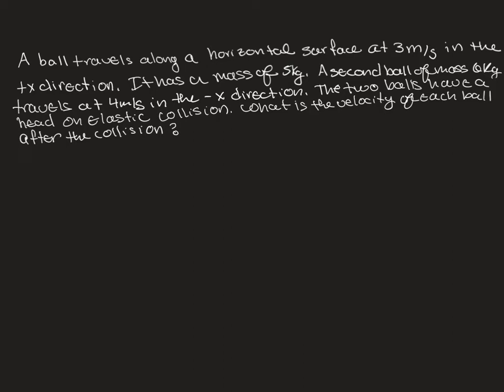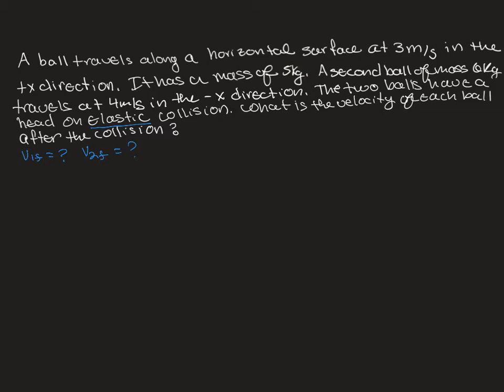Alright, since we're using a collision in this particular problem, that tells us it is a conservation of momentum problem. And since it specifies that it is an elastic collision, that means we can use our equations that only work for elastic collisions. And that's good because we have two unknowns. So our goal here is to find the final velocity of each ball. So we're trying to find V1 final and V2 final.